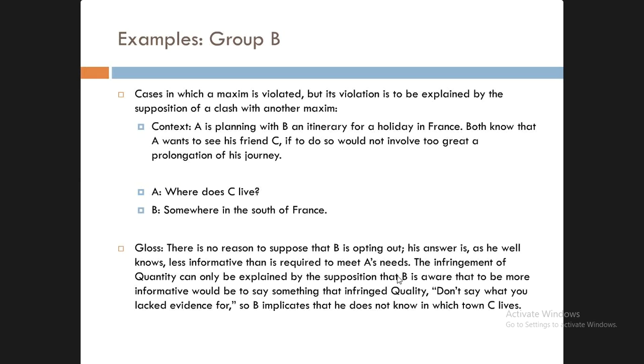There is no reason to suppose that B is opting out. His answer is, as he well knows, less informative than is required to meet A's needs. The infringement of the maxim of quantity can only be explained by the supposition that B is aware that to be more informative would be to say something that infringes the maxim of quality: don't say what you lack evidence for. So B implicates that he doesn't know in which town C lives.